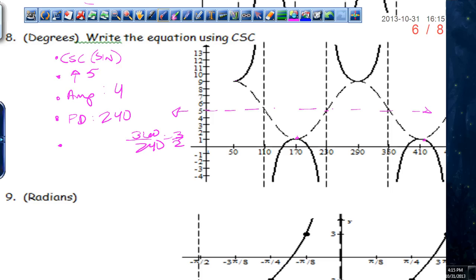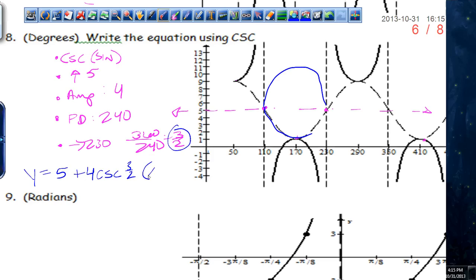Since it's sine, we can either do 110 or 230. If we do right 230, we'll have a positive equation. If we do right 110, we'll have a negative equation, because sine is going down here as opposed to going up normally. So y equals my vertical shift 5 plus my amplitude 4, and we're doing cosecant. My b is 3/2, and then I'll use x this time. You can use theta or x, minus 240. Once again, a couple options there. If we change this to minus 110, we need to change this to a minus.